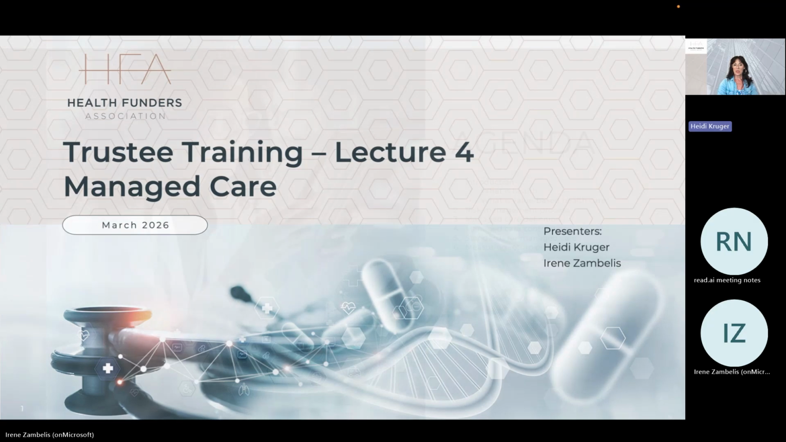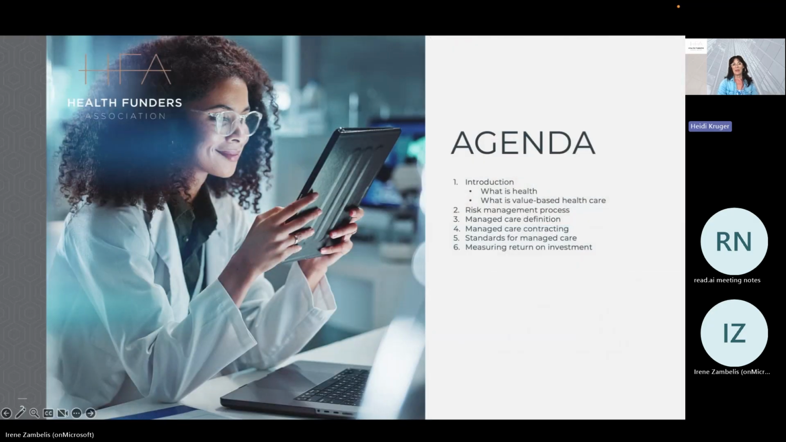So let's go on to the agenda, Irene. And let me briefly walk us through what Irene will cover in today's session. We'll begin with some foundational concepts, including what we mean by health, especially in the context of the wellness continuum. From there, the presentation will move into the risk management process, which is central to how medical schemes operate.